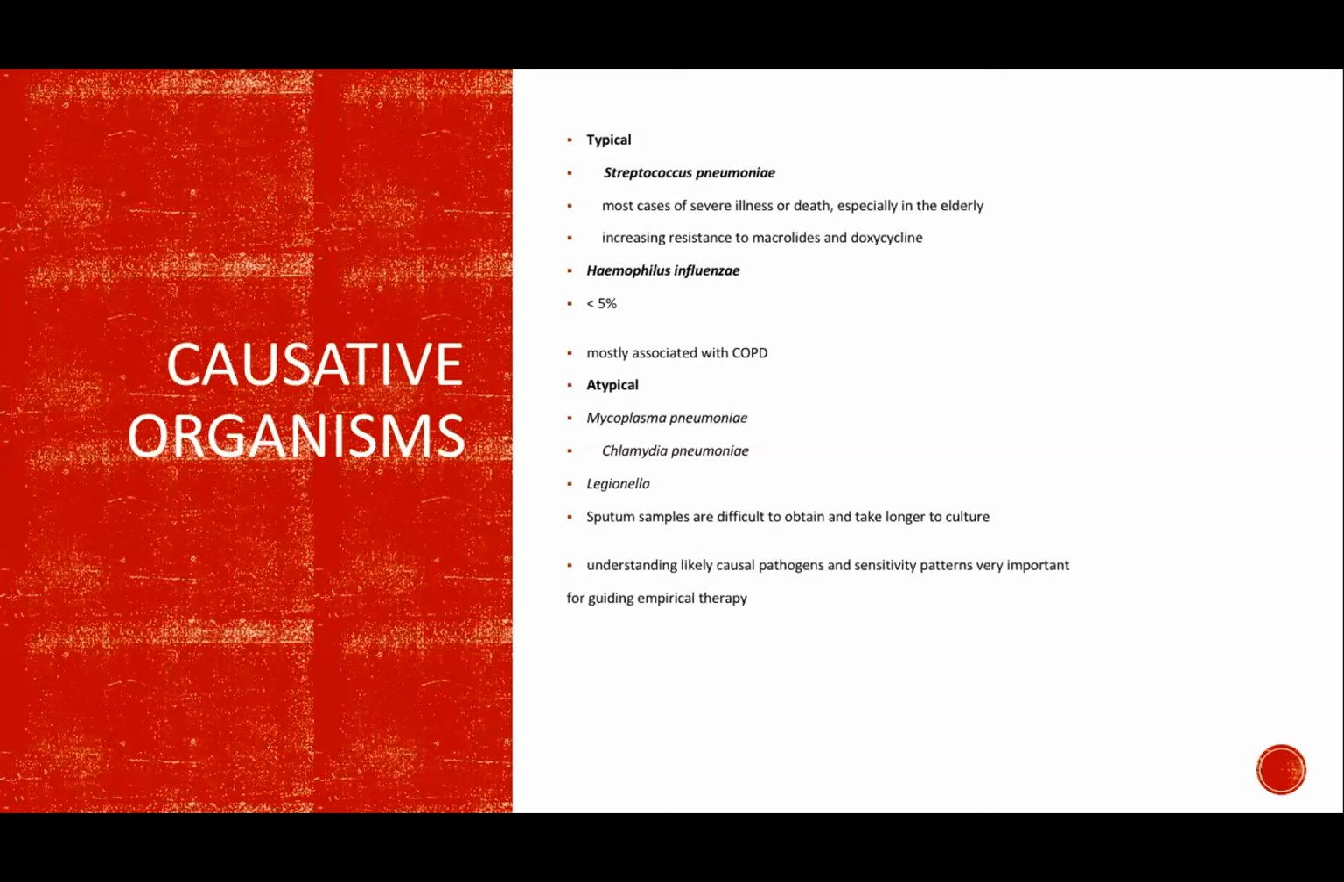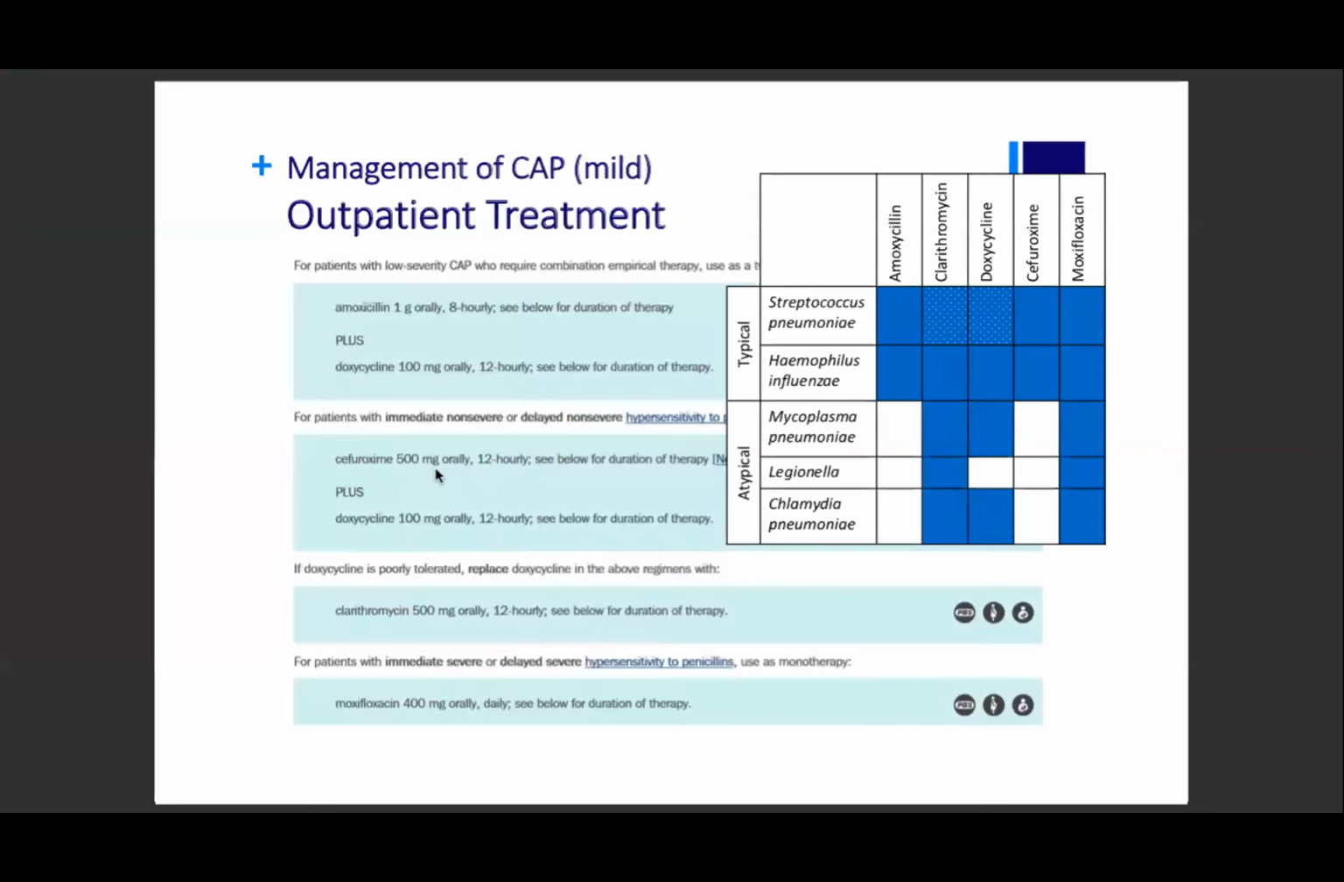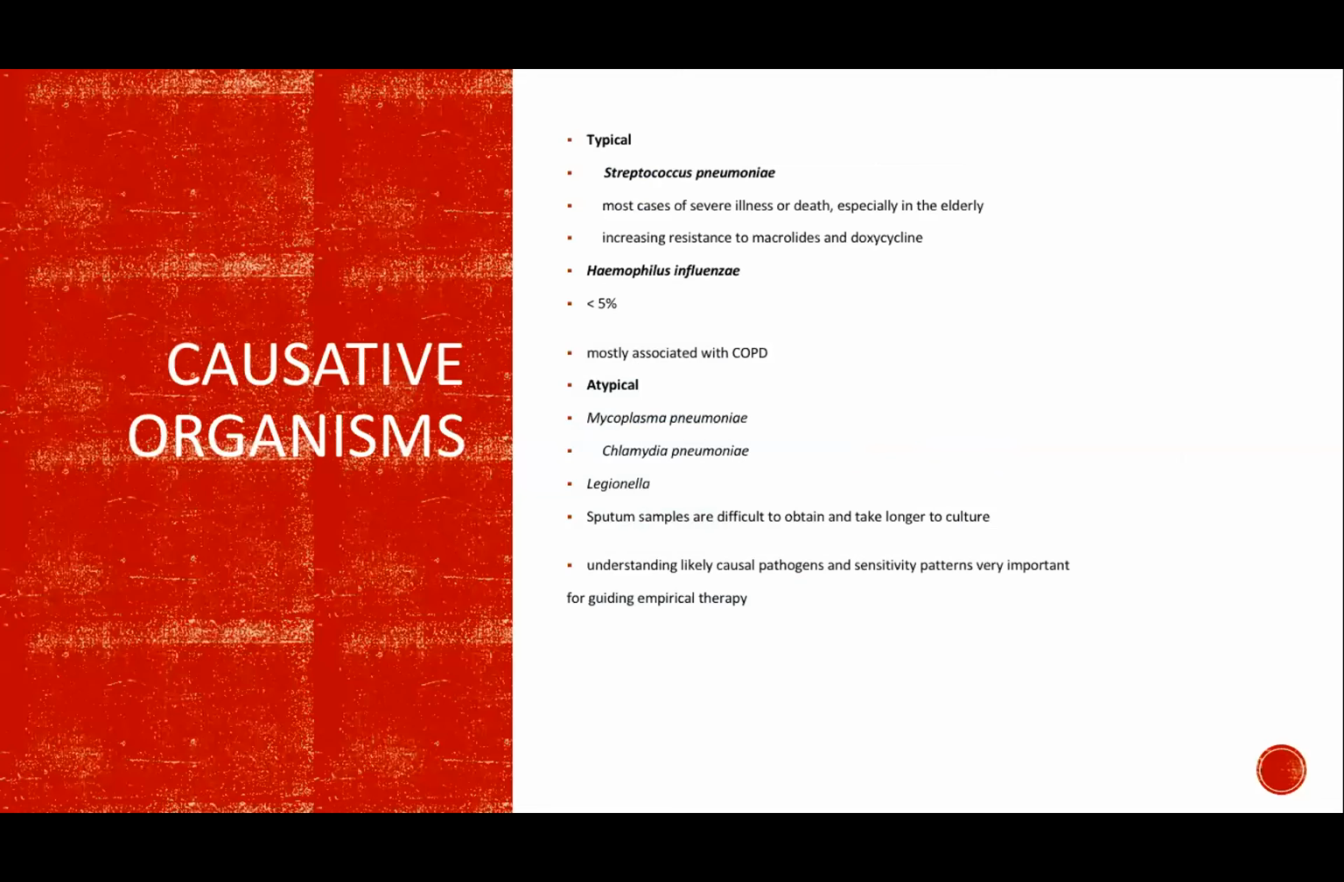These microorganisms we have to be familiar with because the antibiotic therapy will be related to these organism classifications. So the atypical organisms are mycoplasma pneumonia, chlamydia, and Legionella, and we have to understand the causal pathogen and sensitivity pattern, very important to guide empirical therapy.